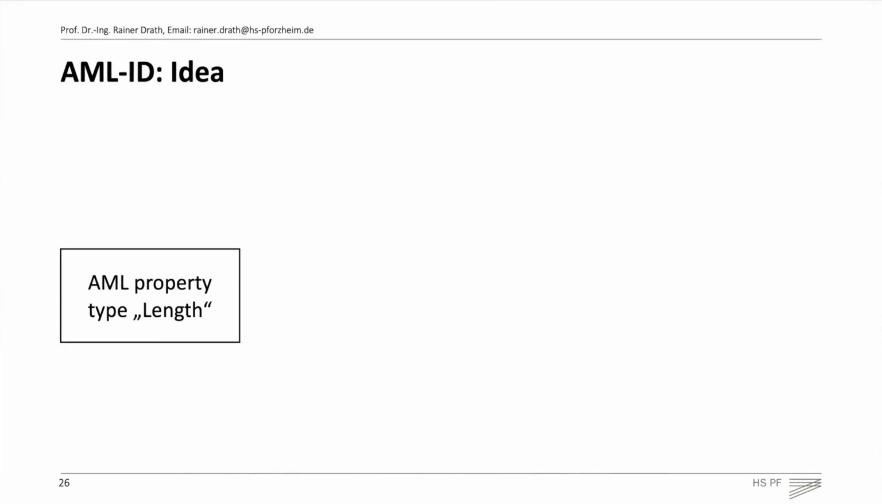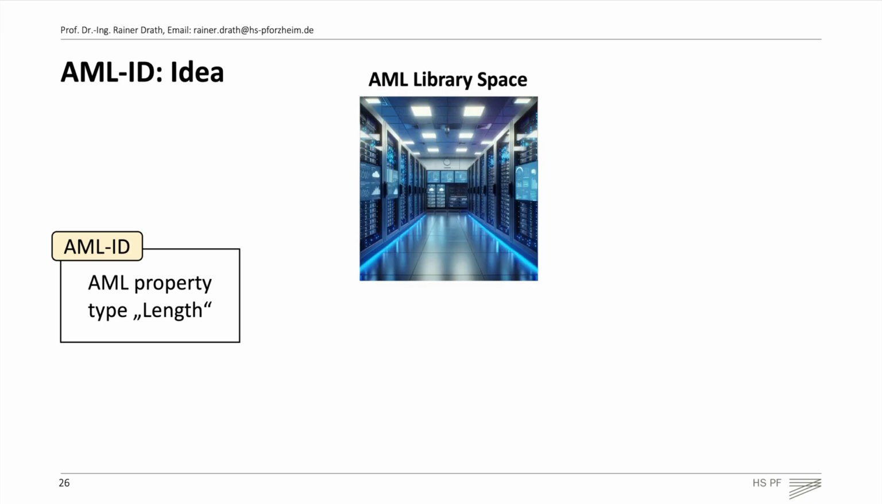Assuming we have an AML property type length, this length now gets an AML ID, a unique semantic identifier that is stable for the rest of its life. This is now published in an AML library space, and this library with property type length is developed by a community that needs this length. After publishing it in the AML library space, now we have different use cases.